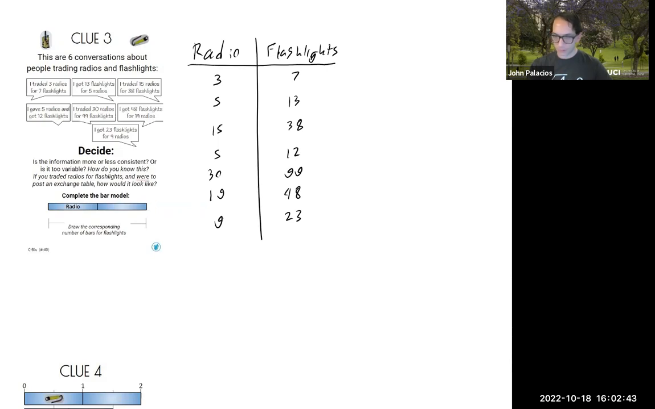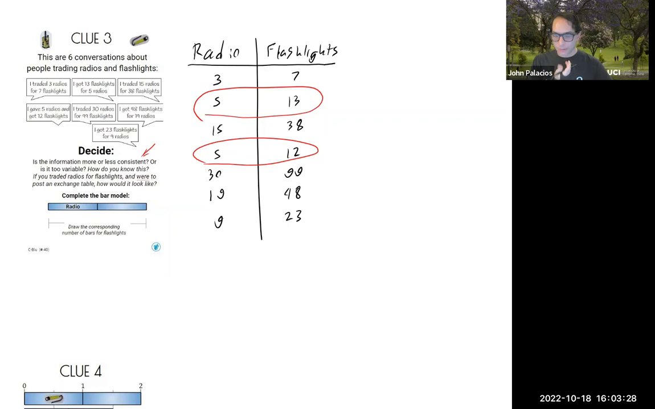Here's a table that perhaps you could expect your students to write down, given this information and a little bit of guidance. Something that would be really important to point out to your students, especially with regard to this question, is whether this information is more or less consistent. It's inconsistent. I don't know about more or less, but it's inconsistent because, look, 5 radios were traded for 2 different numbers of flashlights in this case. So clearly we can say that this information is inconsistent, or less consistent perhaps. I don't know what it means by being too variable. Don't know how I would explain that.